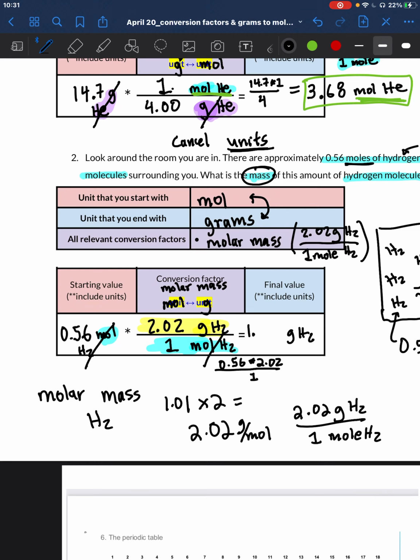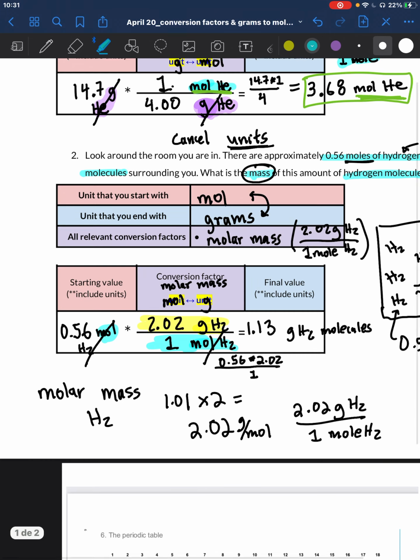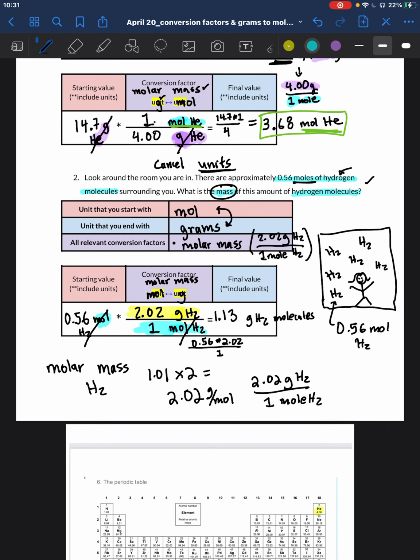I end up with 1.13 grams of hydrogen molecules in the room. So if you look around the room that you're in, you have about 1.13 grams of hydrogen surrounding you. Kind of cool, right? Let's box that in.